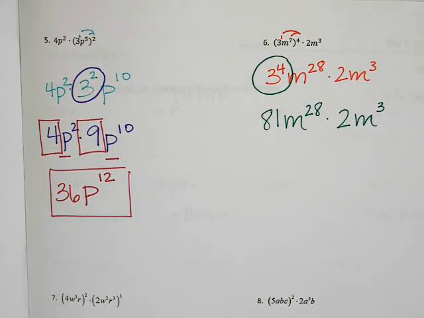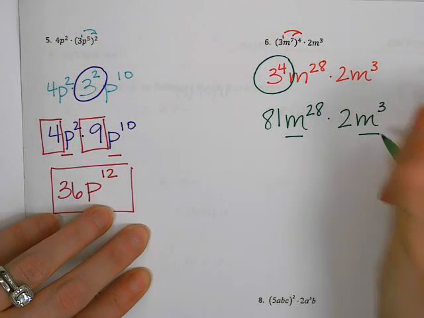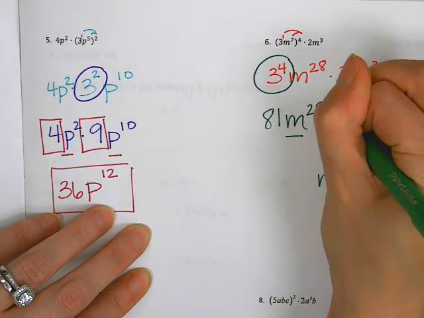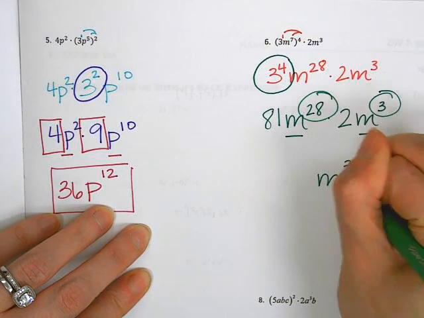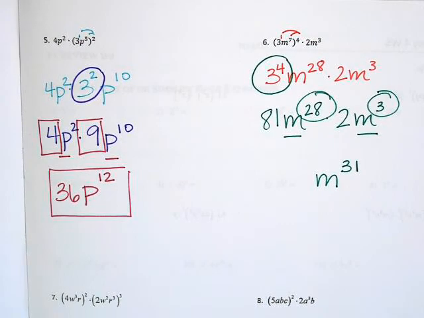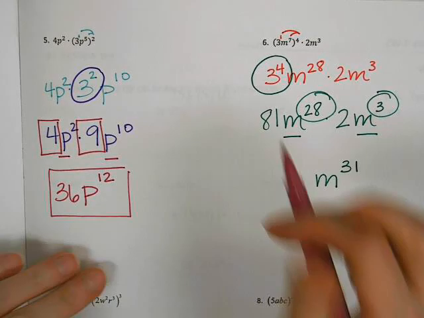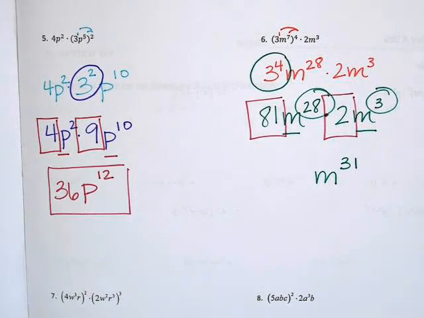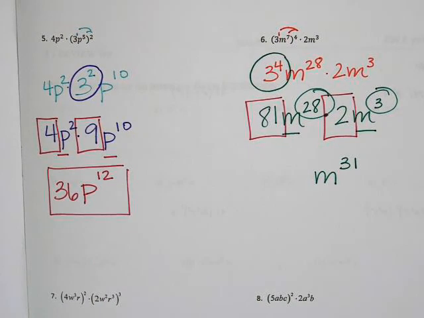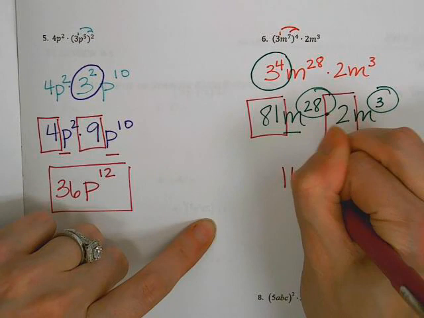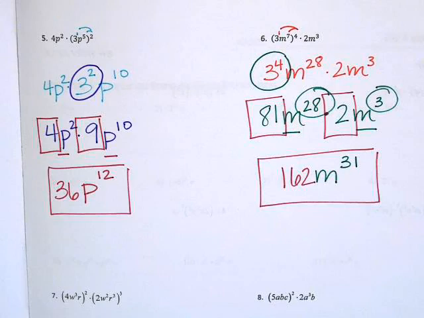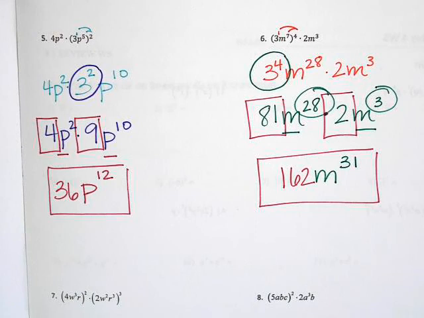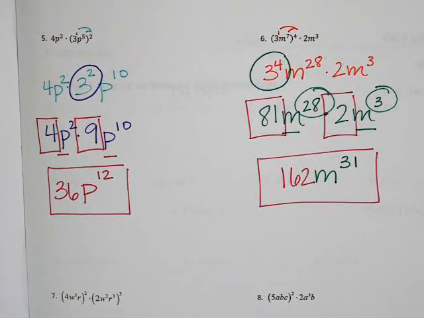All right, now, same bases. We keep it the same, but we add, so 31. And then these other numbers that are left over, we're just going to multiply. 81 times 2. Those are just normal numbers. 81 times 2 is 162. So this is your final answer. 162 m to the 31 power.